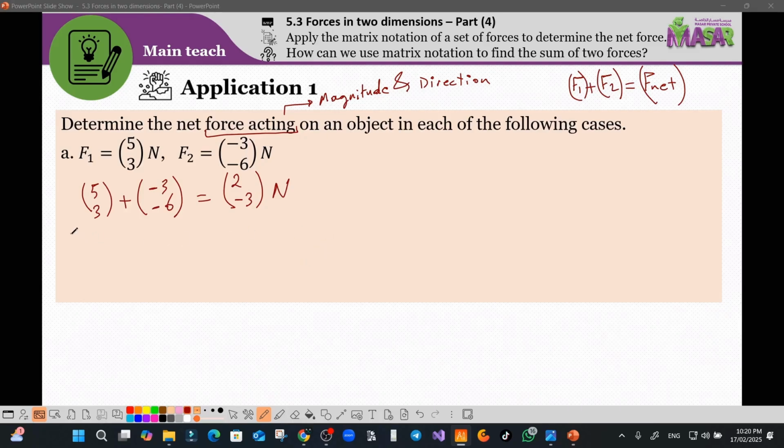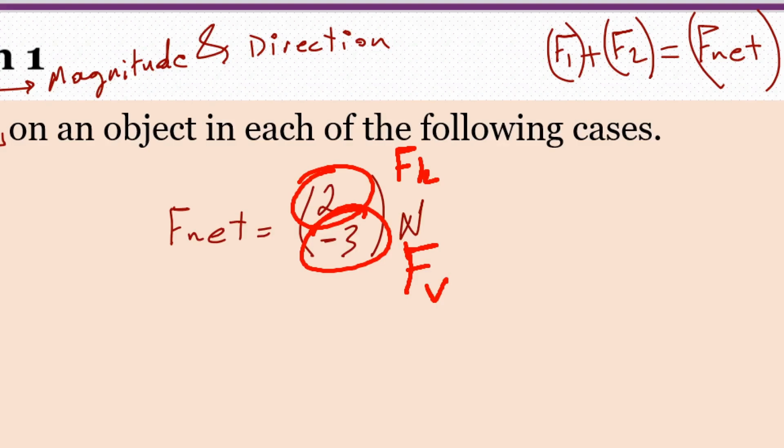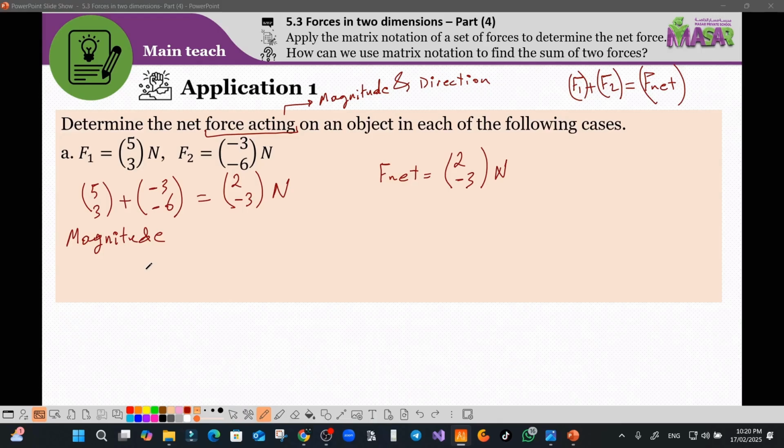Now, let's start with the magnitude first, the magnitude of the Fnet. Remember that the Fnet now is equal to (2, -3) Newton. 2 represents the F of H, minus 3 represents the F of V. Now for the magnitude, we just apply the Pythagorean sum because we know that FH and FV are perpendicular to each other.